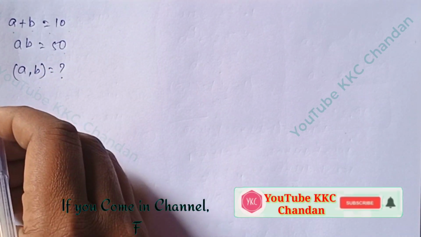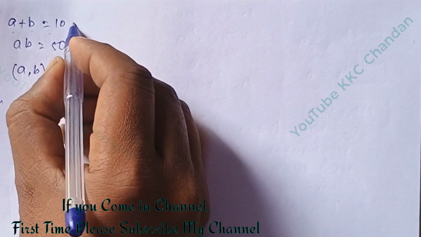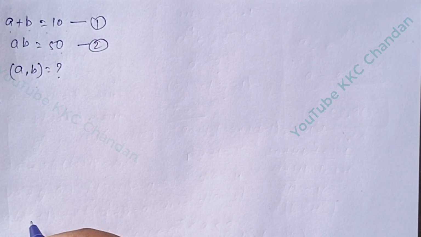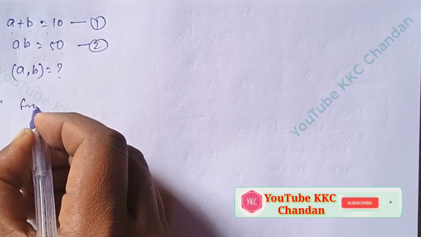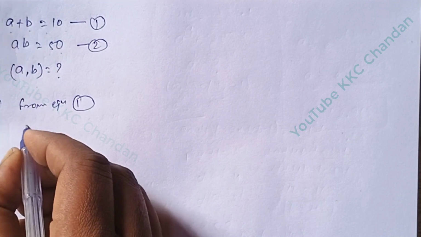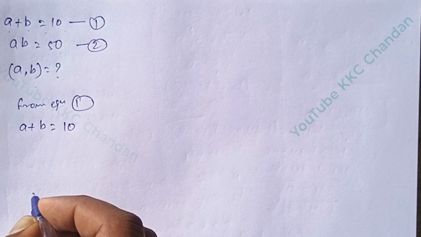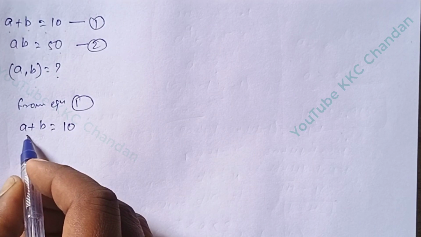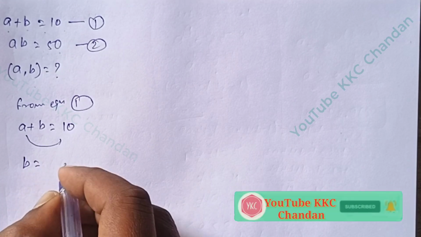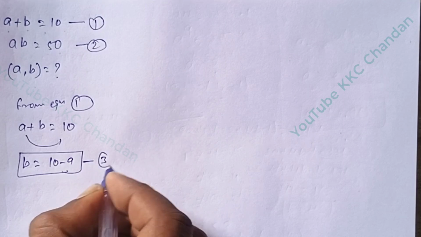See here, solution. First of all, assume that this is equation number 1, and this is equation number 2. From equation number 1, a plus b is equal to 10. Next step, this a comes to this side, so b is equal to 10 minus a. This is equation number 3.